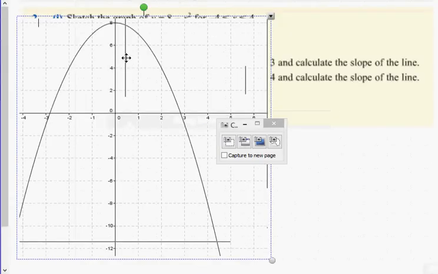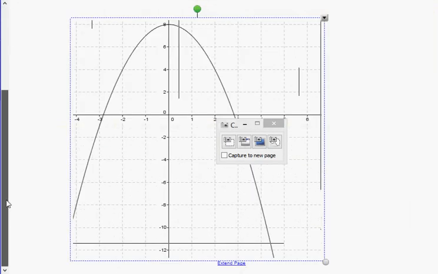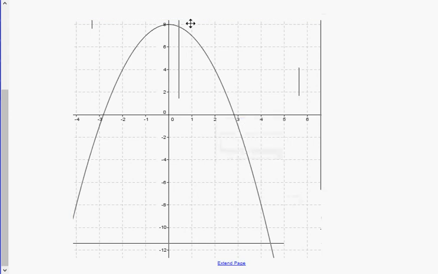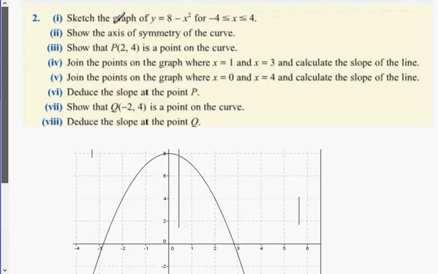An axis of symmetry is a vertical line that cuts it in half perfectly. What line cuts it in half perfectly? The y-axis, or the line x equals 0. It cuts it in half. No bother there. Now, next thing.